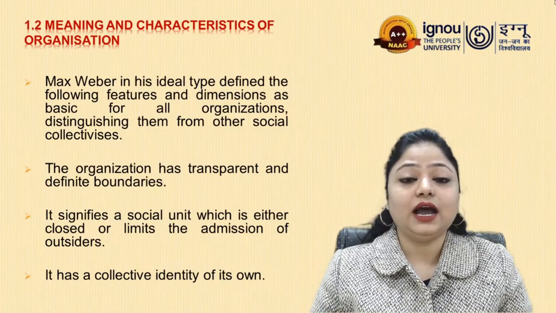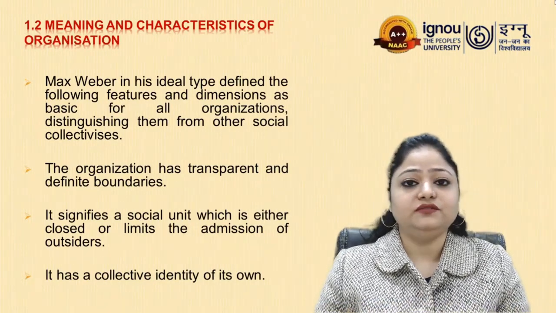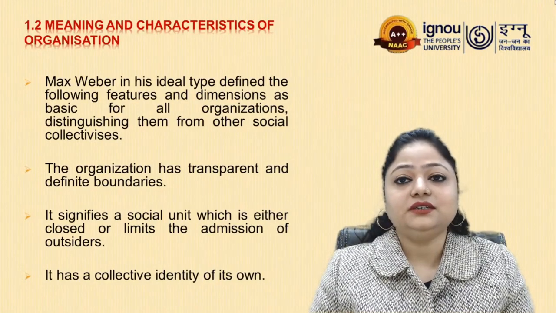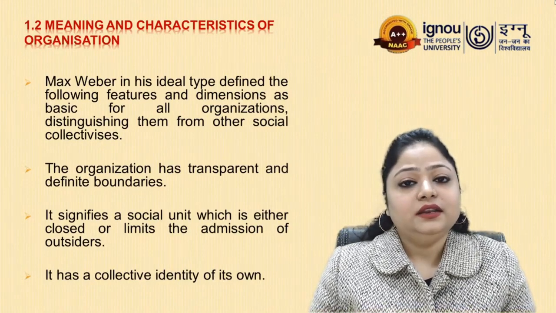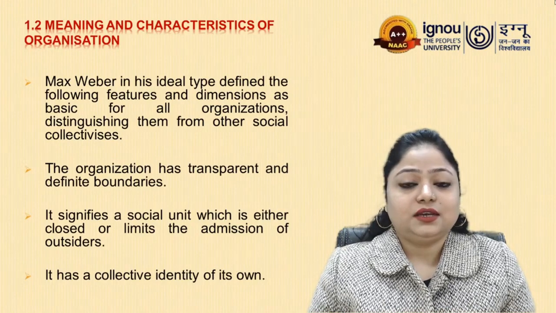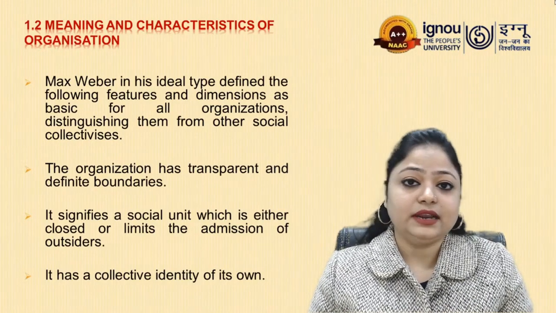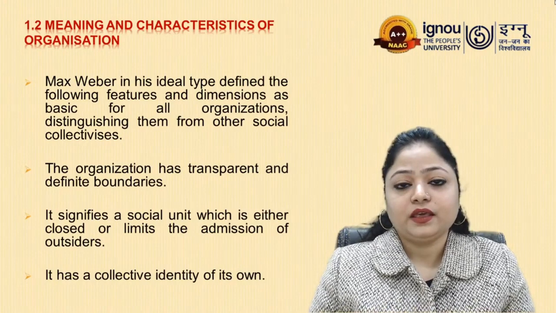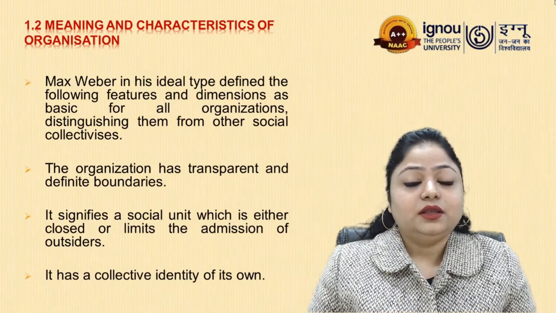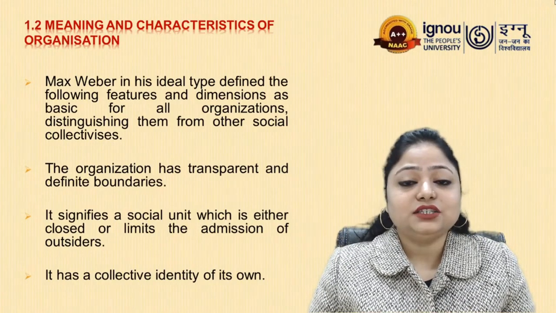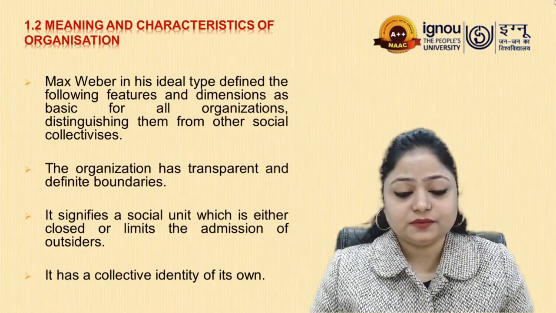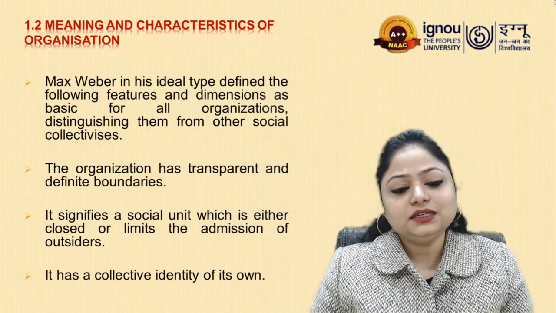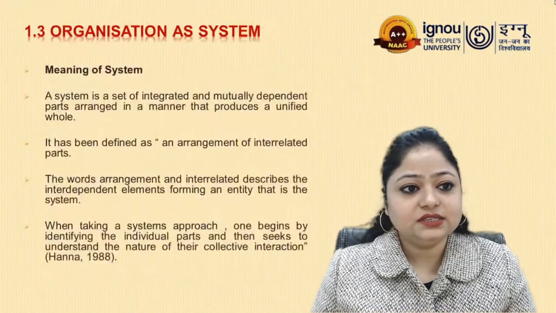So it has a boundary where outsiders cannot intervene, and it is only the members of the organization who are supposed to do activities. Yes, outsider intervention can be done, but only in case of need or as per the requirement. Like if there is a certain outsider and he wants to interact with the internal system or agents, then there should be a purpose, like suppliers, like government organizations, supplier of raw material, the middleman who is going to act as a channel between the manufacturer or producer and the consumers. So it has a collective identity of its own and signifies a social unit, which is either closed or limits the admission of outsiders, as we have already discussed.